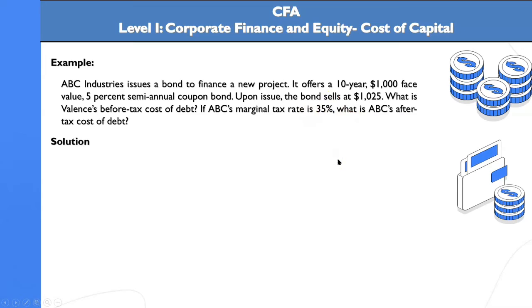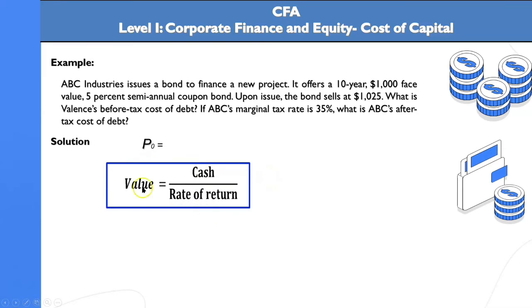Let us go and see how to set up the answer to this question. The value today, which is 1,025, I'm going to buy, should equal the future cash flows discounted at the yield to maturity. That is the rate we are looking for. We again use the golden rule: value today, which is the 1,025, equals all future cash flows divided by the required rate of return.